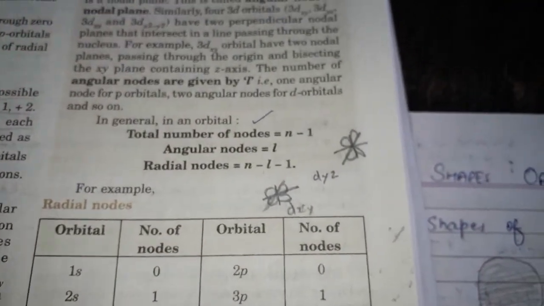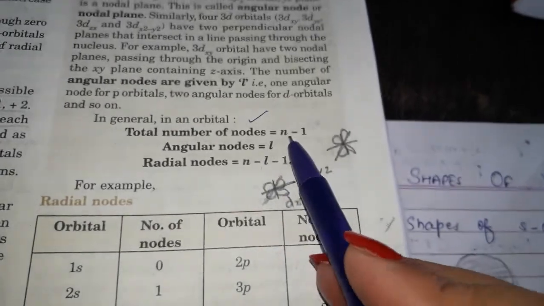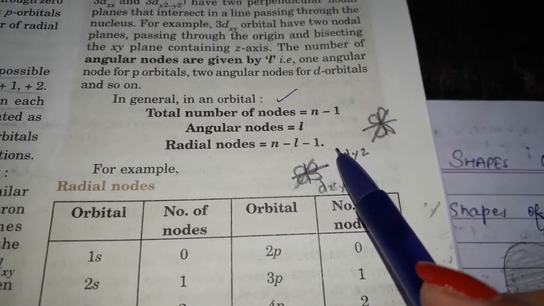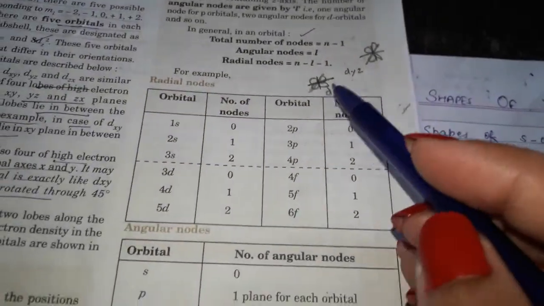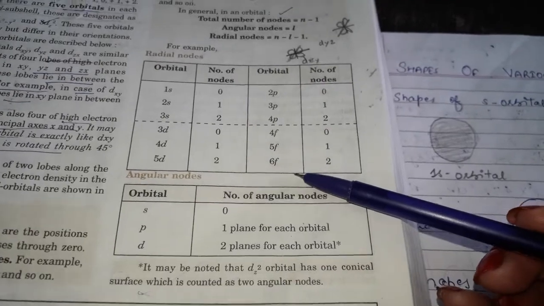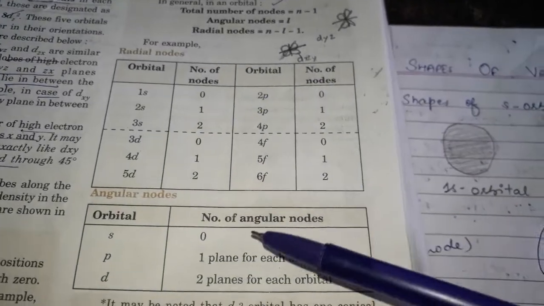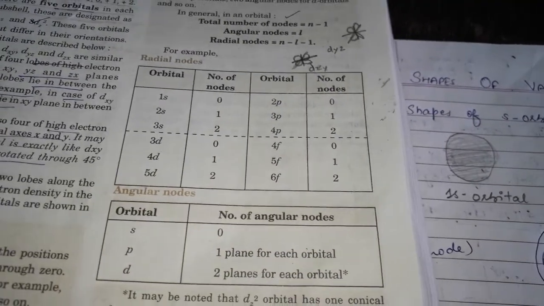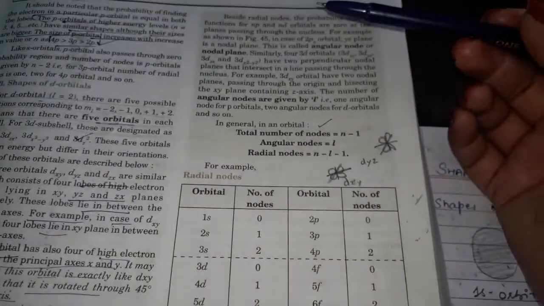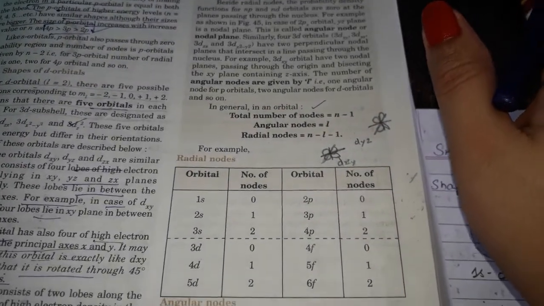There are some formulas describing the nodes. Total number of nodes will be n minus 1, angular nodes will be l, and radial nodes will be n minus l minus 1. Using these formulas, these tabular forms are derived for radial nodes and angular nodes. As you can see, there are 2 nodes, one is a radial node and the second is an angular node.